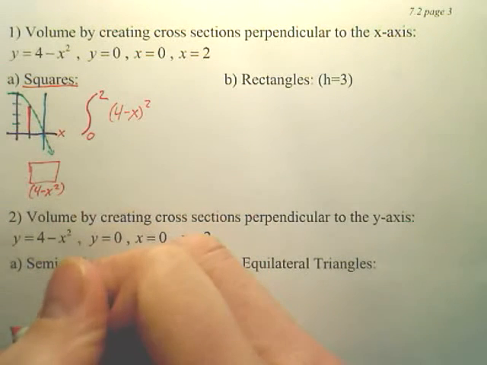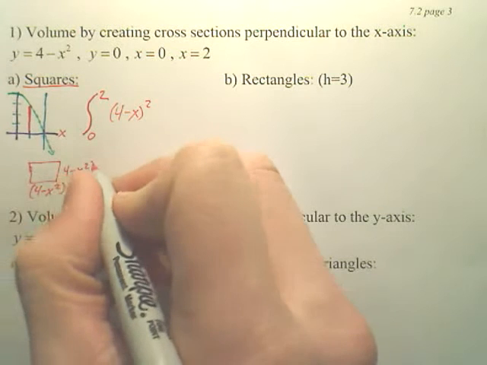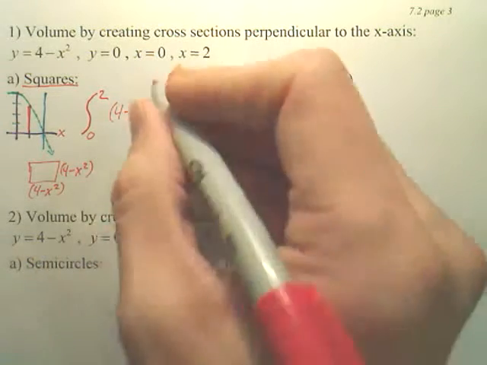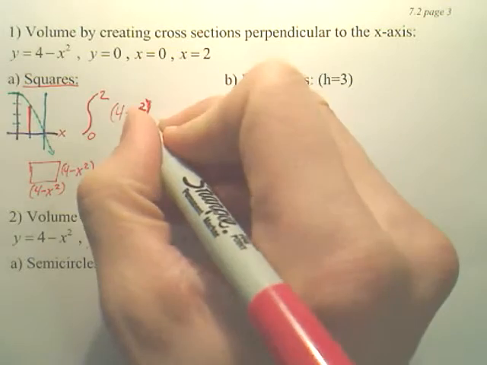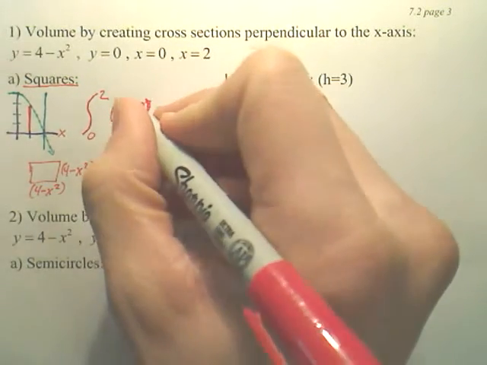What's the height of my square? Isn't it also going to be 4 minus x squared? Isn't that my base? Isn't that my height? Oops, I messed up. That squared's right there, correct? You guys okay with that?